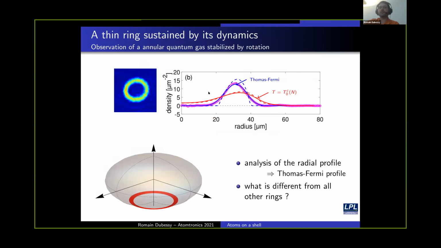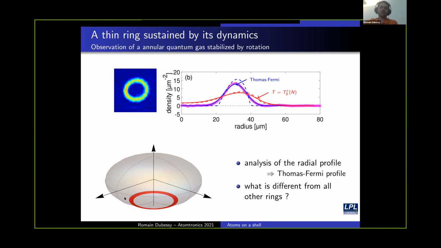And this gives access to a new regime where the atoms form a stable ring. So this we call a dynamical ring. We are not in the giant vortex state yet, but we can see that we recover a very smooth profile with absolutely no density near the center, and that what we measure matches quite well the expected Thomas-Fermi distribution in a rotating frame, and is quite far from, for example, a gas at the critical temperature.